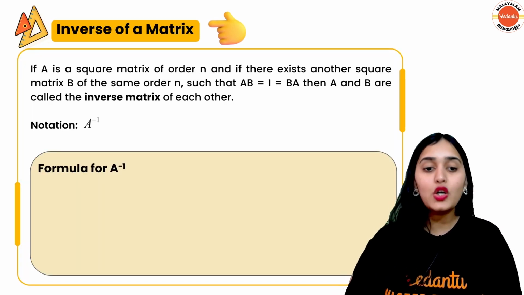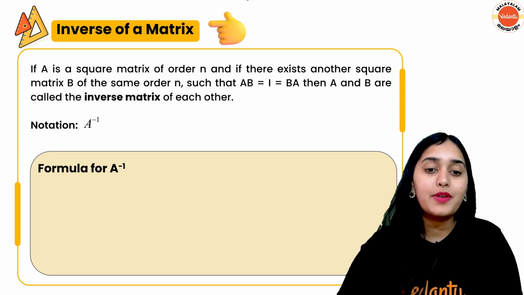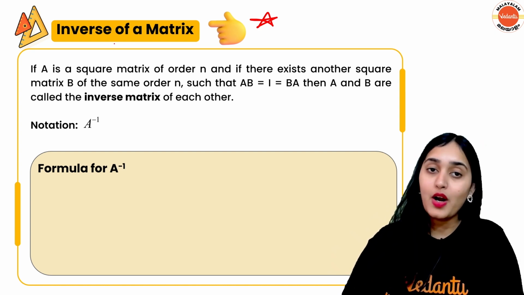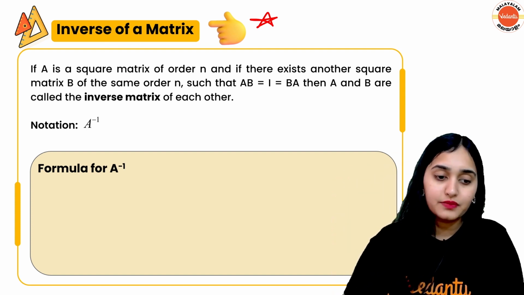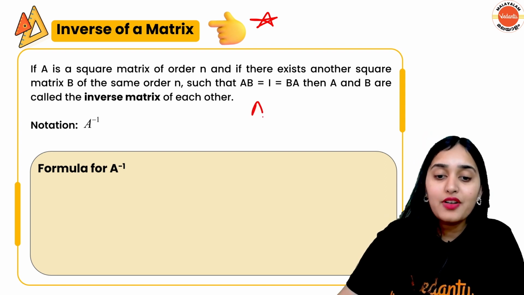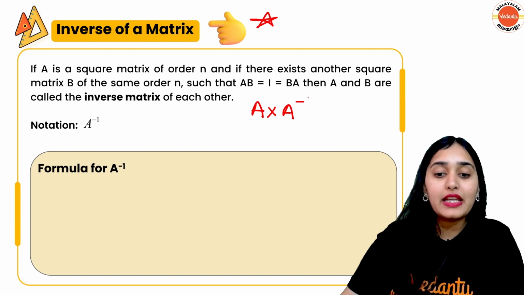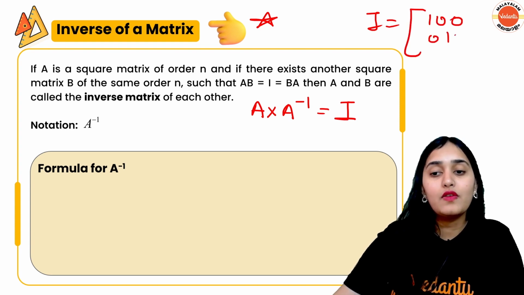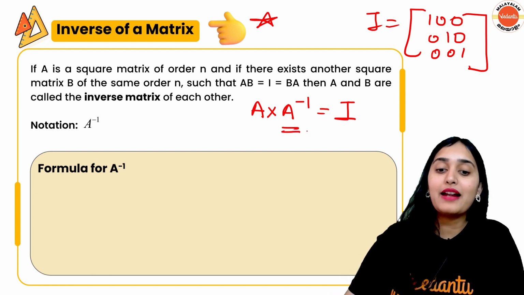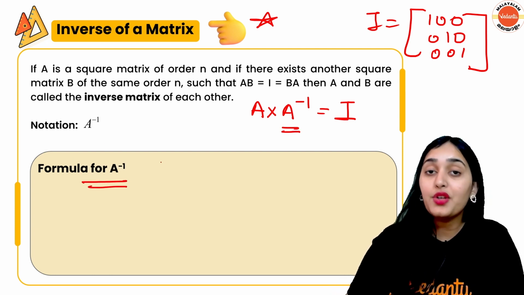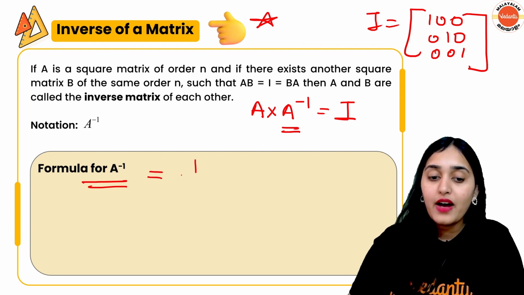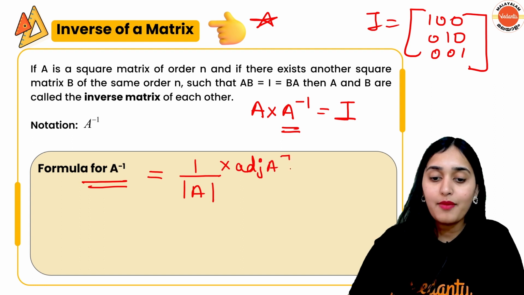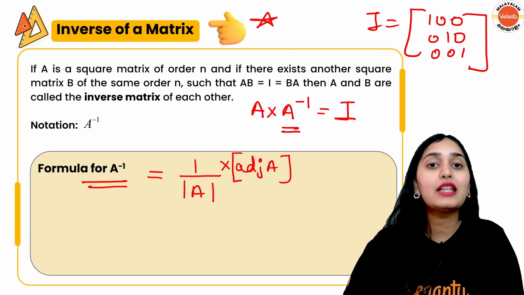All right. Okay. Now coming to the last and important topic of this chapter. Every year a question is asked from here. That is the inverse of a matrix. Now what is inverse? In the matrix chapter also I have taught you inverse. Inverse is basically, if you have a matrix and you multiply it with its inverse, you should get the identity matrix. What is the identity matrix? 1, 0, 0, 0, 1, 0, 0, 0, 1. Okay. Then this matrix is called the inverse. Now, how do we calculate the inverse? So, the inverse formula is 1 upon the determinant of A multiplied with the adjoint of A matrix. This is the formula for calculating the inverse.